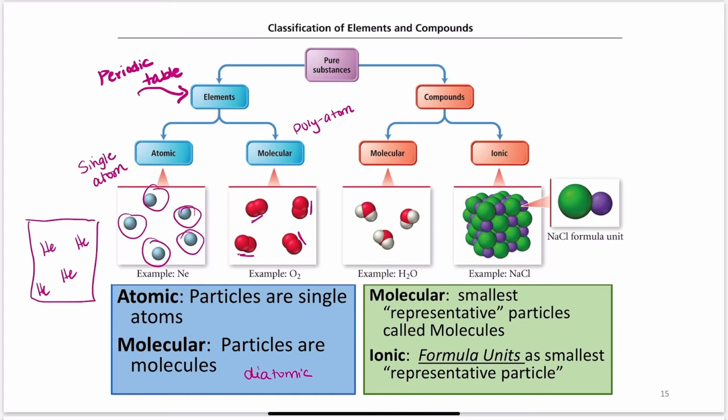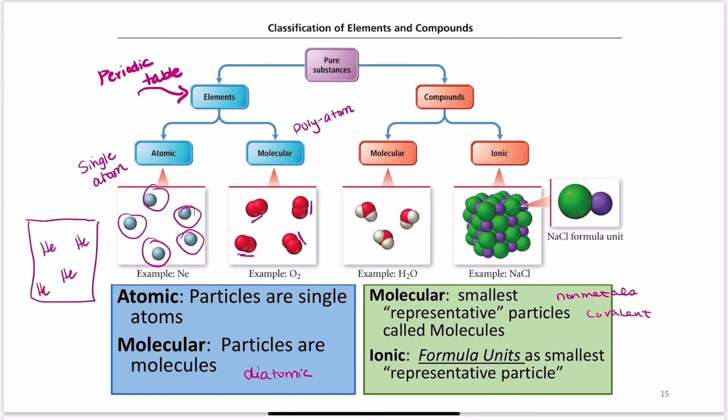What if we go the other direction? What if we go from pure substance to compound? Under compound, we can have molecular or ionic. So molecular compounds are the smallest representative particles that we can call molecules. These are nonmetals. Molecular compounds have covalent bonds. And as we just talked about in the previous section, covalent means a sharing of electrons. It doesn't have to be an equal sharing, but it is a sharing of electrons.